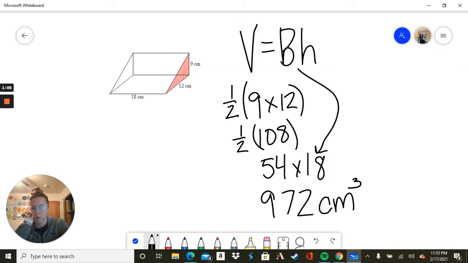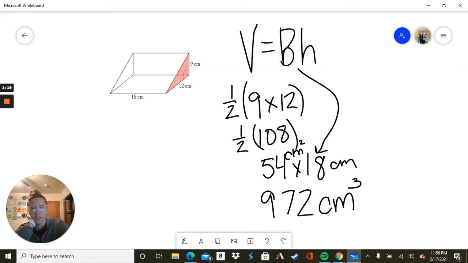Okay, volume is always cubed, area is squared. And the way that we get the cubed is because we're taking this here, centimeters squared, times centimeters. Okay, so there's the first one.